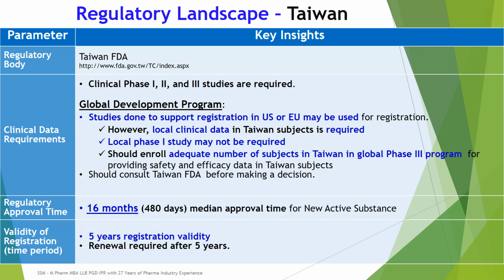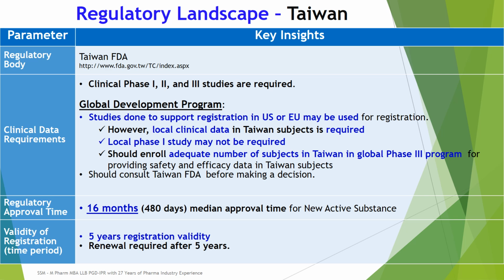Requirements in Taiwan. Taiwan FDA is the regulatory agency. Clinical phase 1, phase 2, and phase 3 studies are required. If there is a global development program, then studies done to support registration in US or Europe may be used for registration in Taiwan. However, local clinical data in Taiwan subjects is required. Local phase 1 study may not be required.